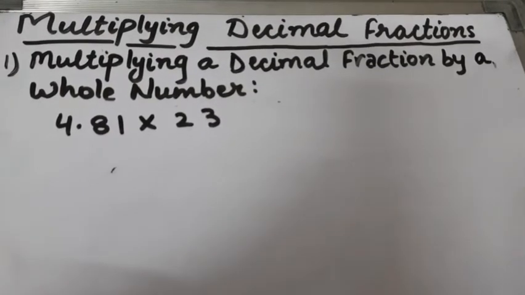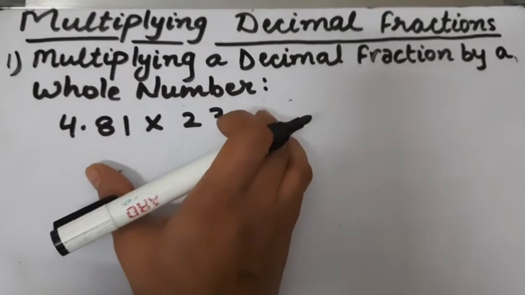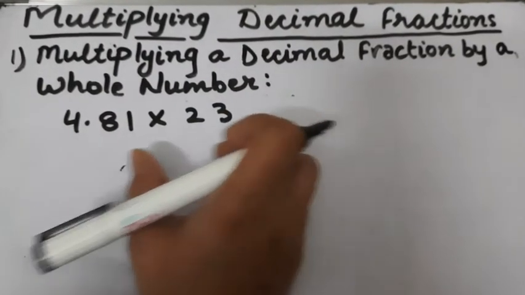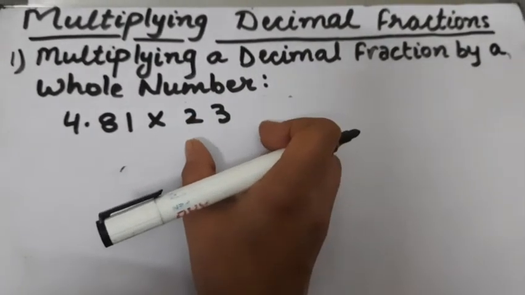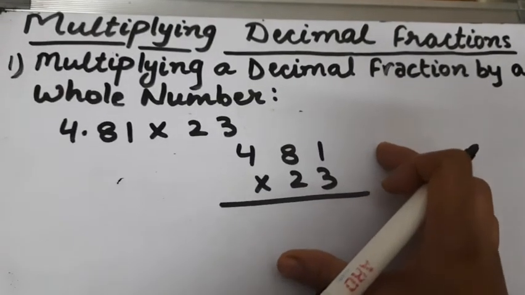I explain you with an example. Suppose I have to multiply 4.81 by 23, means this decimal fraction by a whole number. What we do, we multiply as whole numbers.